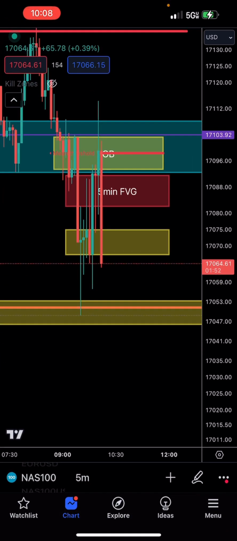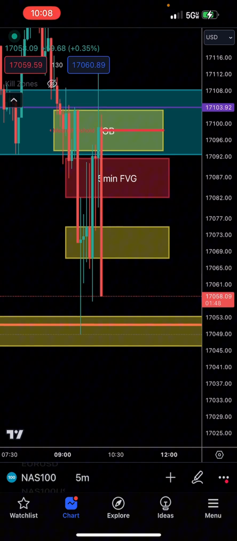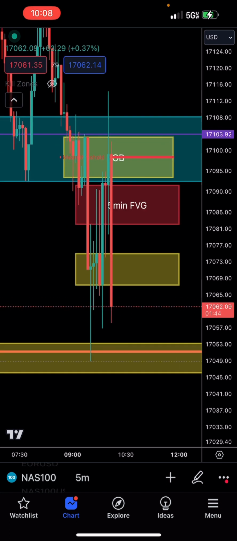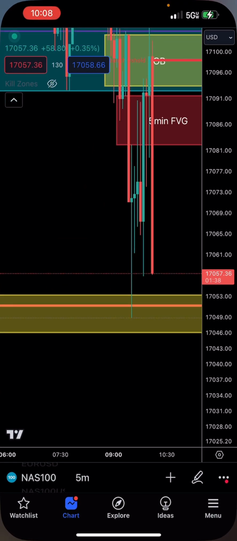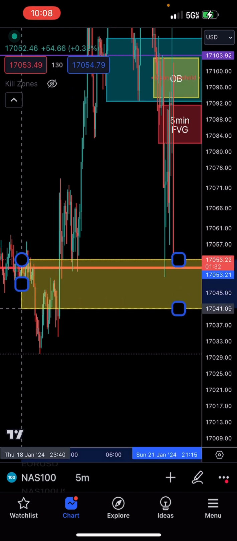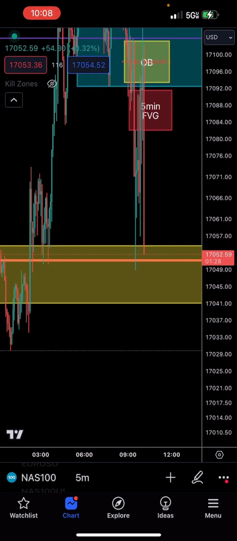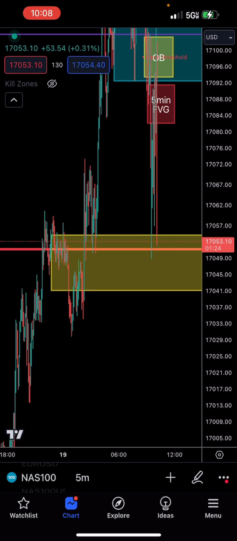Starting to come down. I want to see it just blow through this fair value gap. Just blow through. No reactions. You already reacted enough. Just blow through this fair value gap. I'm actually putting it a little bit lower because it's a bit wider on the 5-minute. I want to see it blow through this one too. Blow through it.